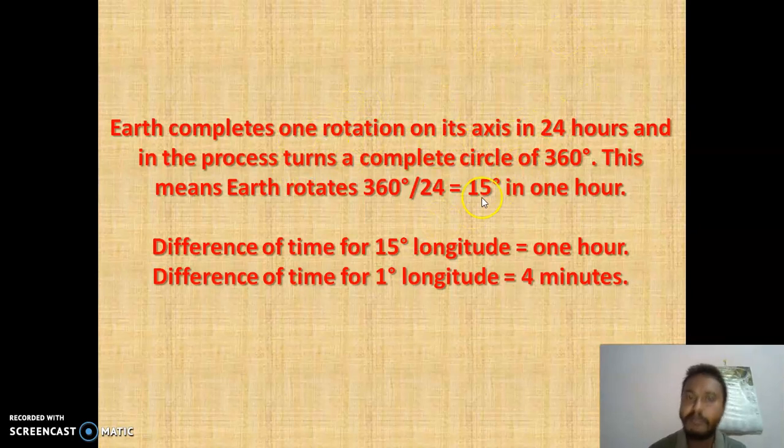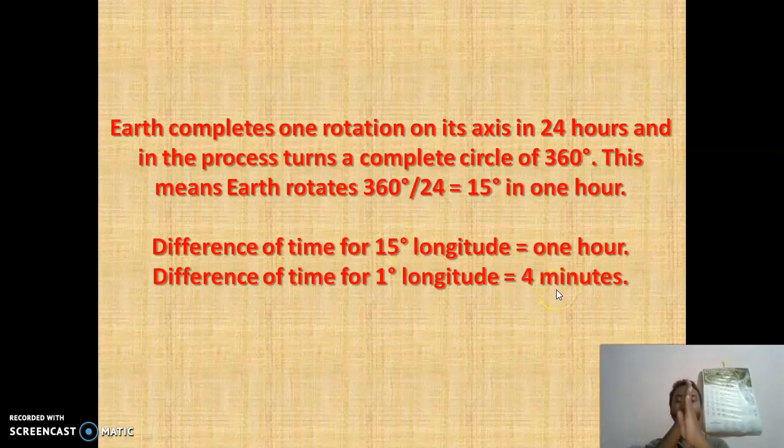1 day is 24 hours. There are a total of 360 degrees of longitude. So 360 divided by 24 is equal to 15. So every 15 degrees of longitude is equal to 1 hour. So for 1 degree, 1 hour means 60 minutes, and 60 minutes divided by 15 is equal to 4 minutes.